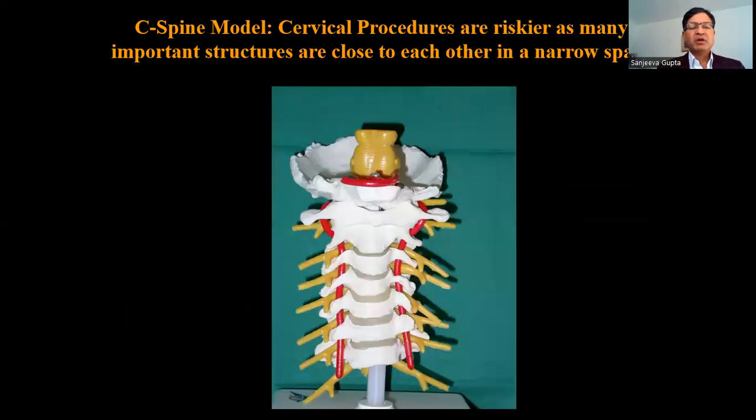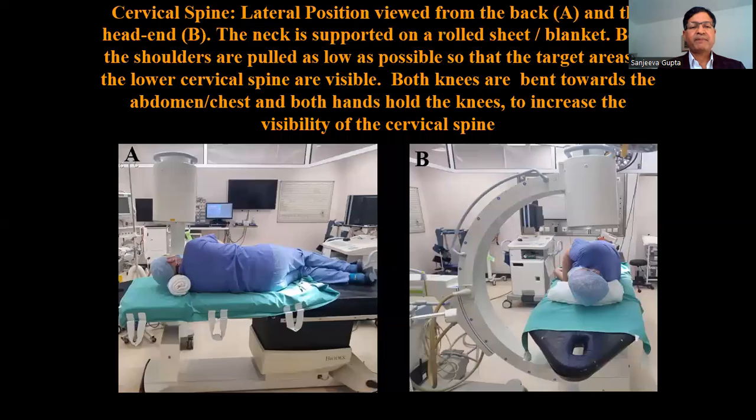This is a C-spine model. As I said, cervical spine procedures are less forgiving because lots of structures are compactly packed in a narrow space. Lateral position viewed from the back, here you can see, and this lateral position viewed from the front.